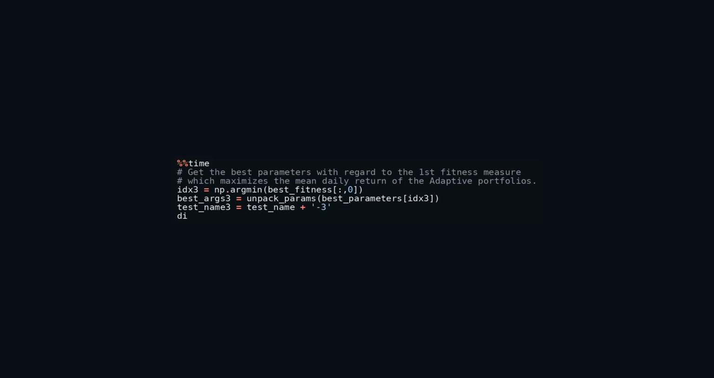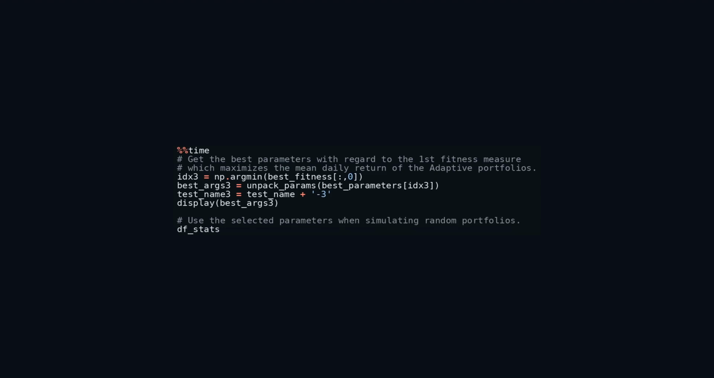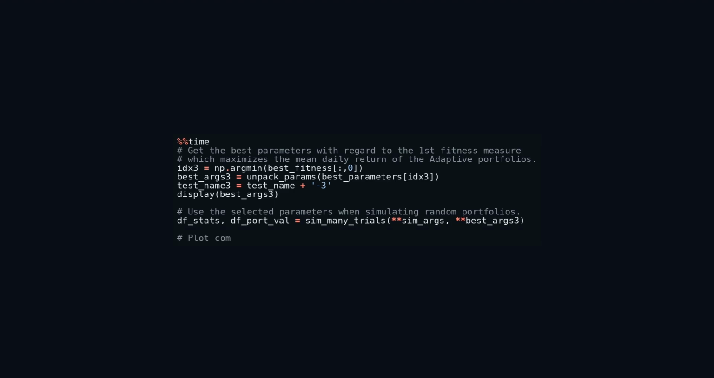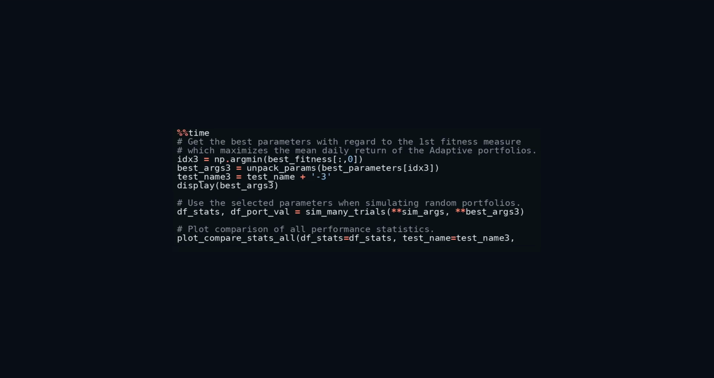Following this, the code simulates numerous trials of random portfolios utilizing the identified best parameters and the existing simulation arguments. Subsequently, it plots a comparison of various performance statistics derived from the simulated data. These steps collectively facilitate the selection of the best performing parameters based on a specified fitness function, which is instrumental in optimizing the algorithm or simulation. By comparing different parameter sets, developers can effectively fine-tune their algorithms or simulations to achieve enhanced results and performance.